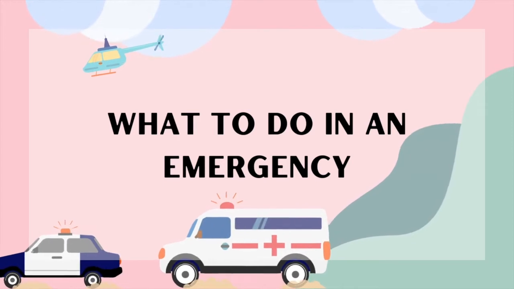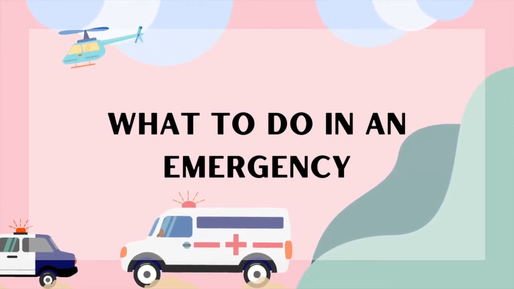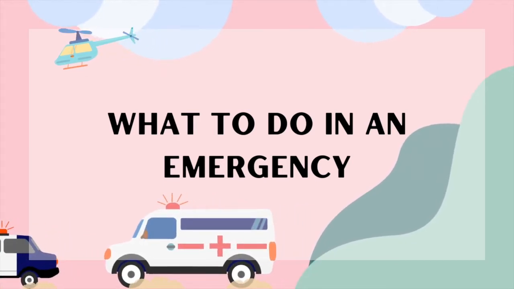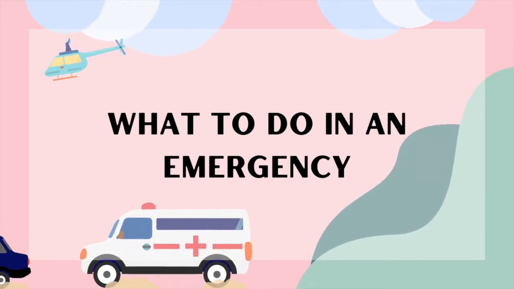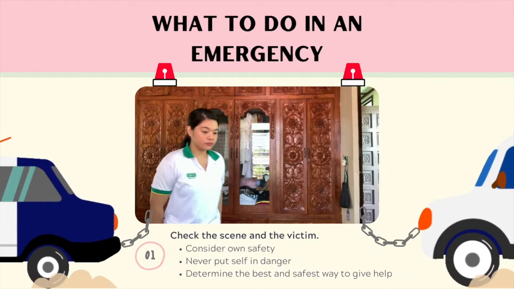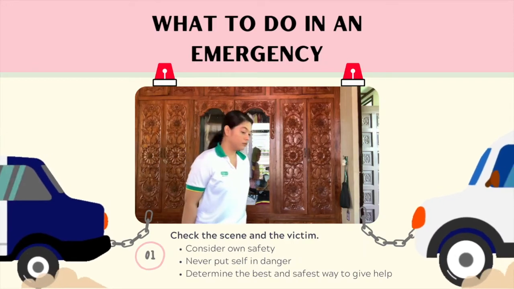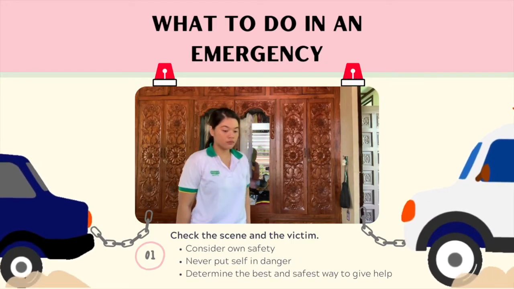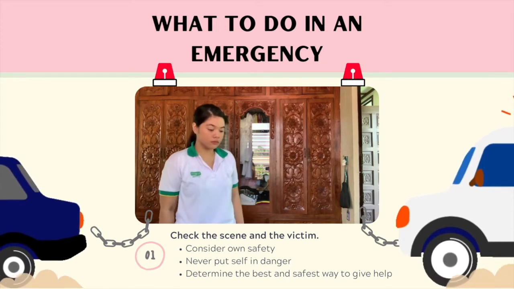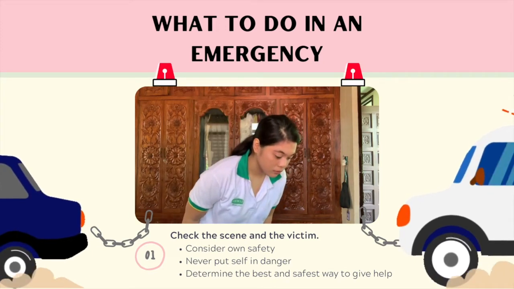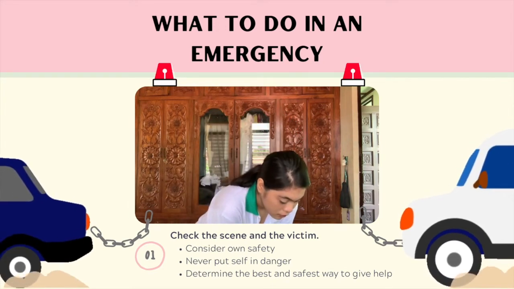Observe these priorities when the facts of the situation are unknown, when the extent of illness or injury is unclear, or when the injured person is unconscious or unable to explain. First, check the scene and the victim. You must consider your own safety and never put yourself in danger. Thus, you will be able to determine the best and safest way to give help.